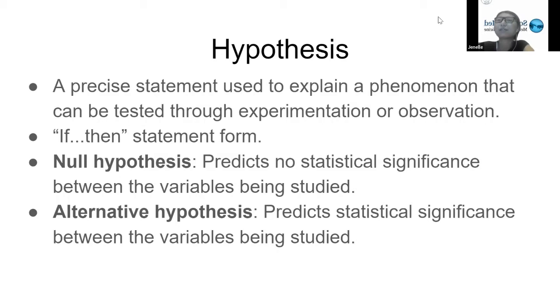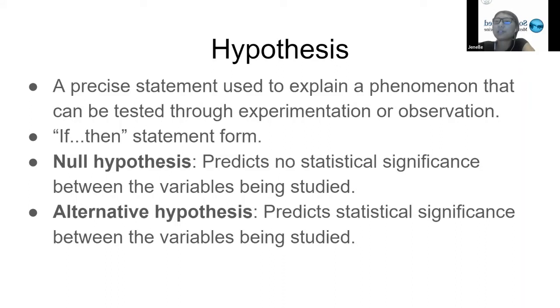Probably the alternative hypothesis is the one that's more commonly known, especially when you're younger and growing up. I feel like the null hypothesis was something that you learn as you're learning about significance and statistical significance. So the null hypothesis usually predicts no statistical significance between the variables being studied. So for example, with our photosynthetic plants, it could be that different amounts of light don't change the rate of photosynthesis. And that would be the null hypothesis.